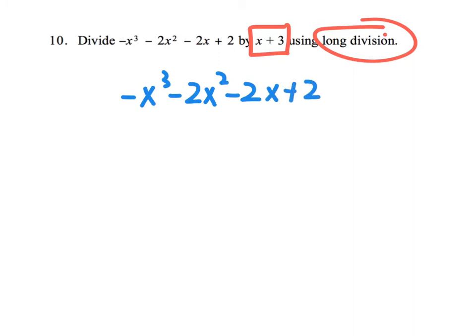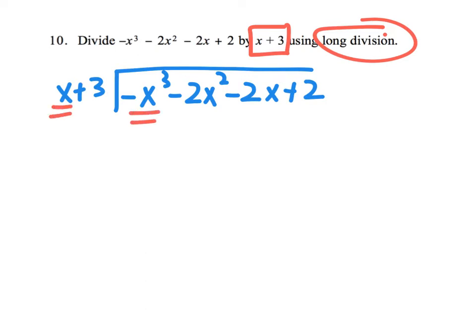All right, so if we're doing long division, we have negative x cubed minus 2x squared minus 2x plus 2, and we're dividing it by x plus 3. Remember, we're trying to match the first thing. So I want to say, what do I multiply x by to get negative x cubed? It's going to be negative x squared.